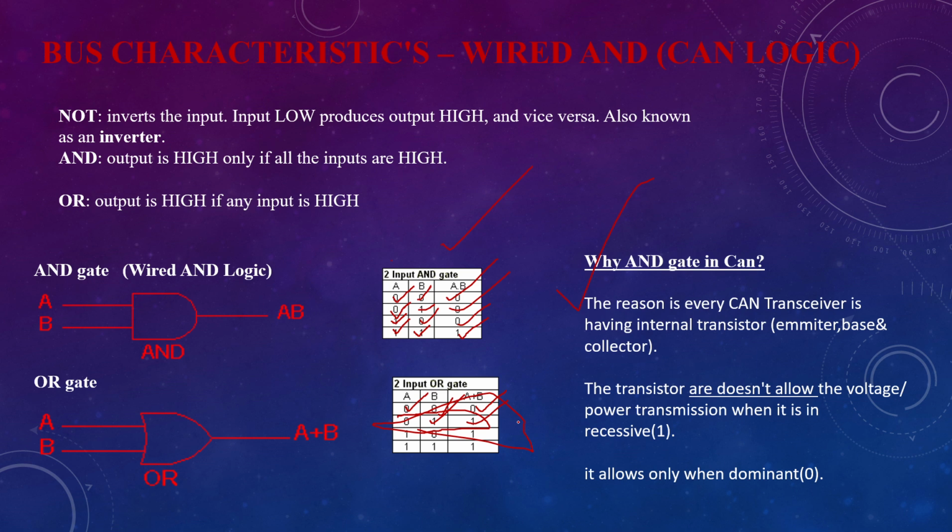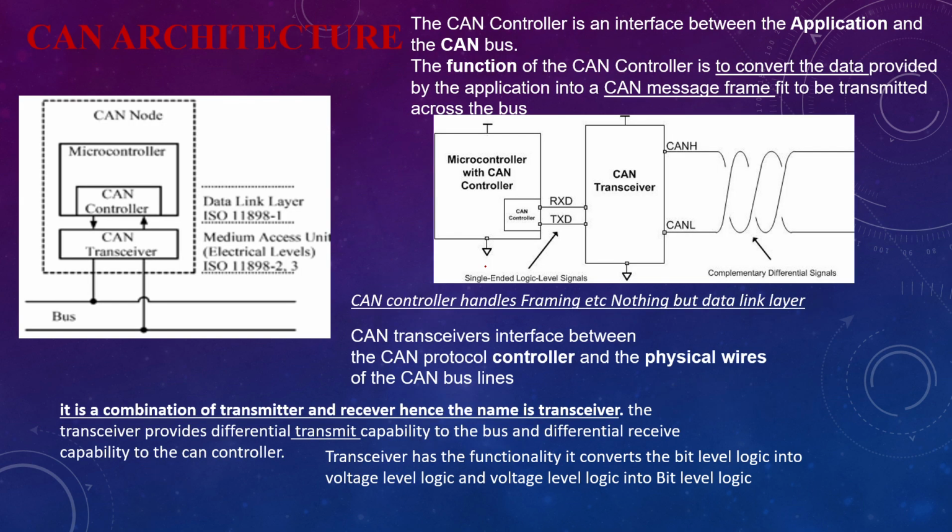So this way we are using the AND gate in the CAN protocol. For example, here this is low. These two are the recessive bits, then only will it give recessive. If any one of the bits is dominant, the output is dominant. That's why we are using an AND gate here.